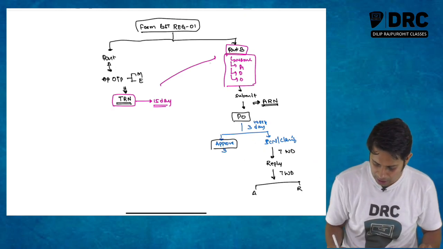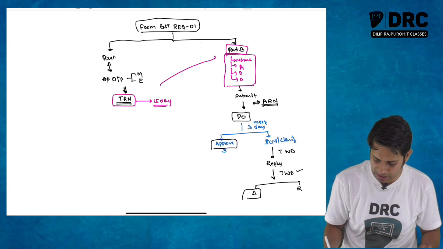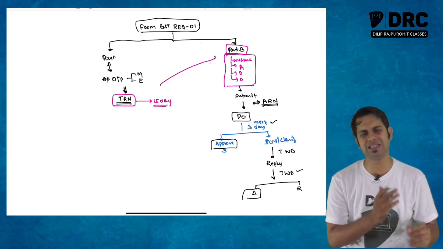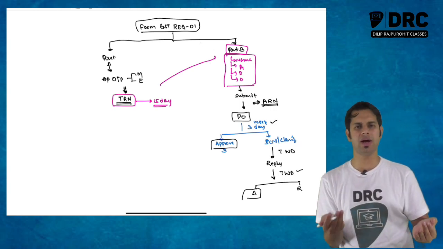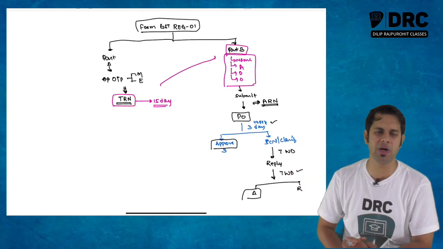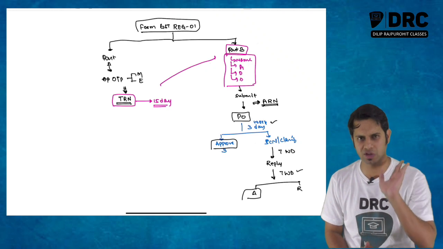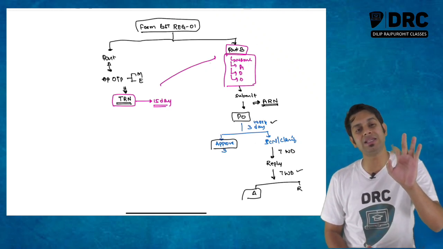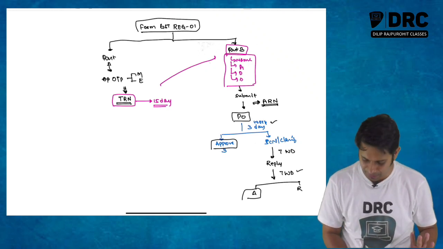Sir, what if they don't approve within 7 working days in case of show cause notice and within 3 working days in normal cases, sir? If they are not approving or rejecting or giving a show cause notice within that particular time limit of 3 working days or 7 working days, then it was treated as deemed registration.